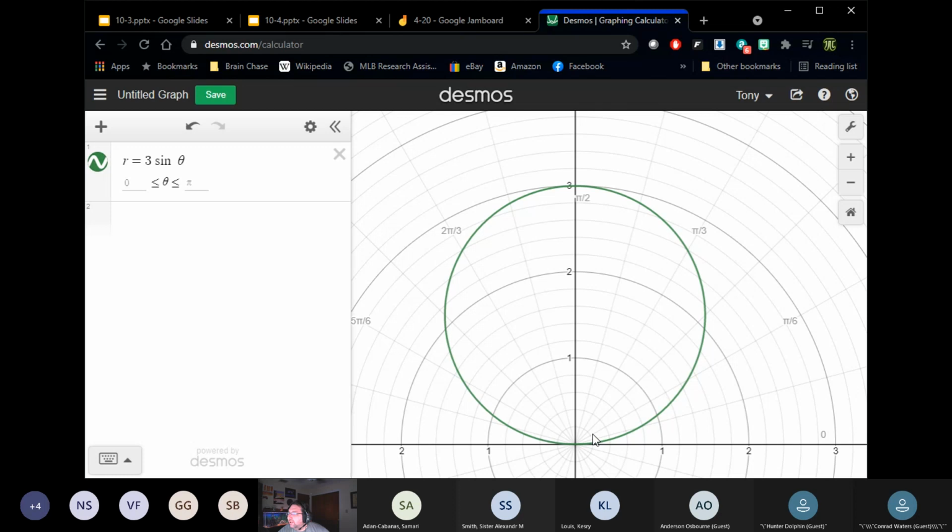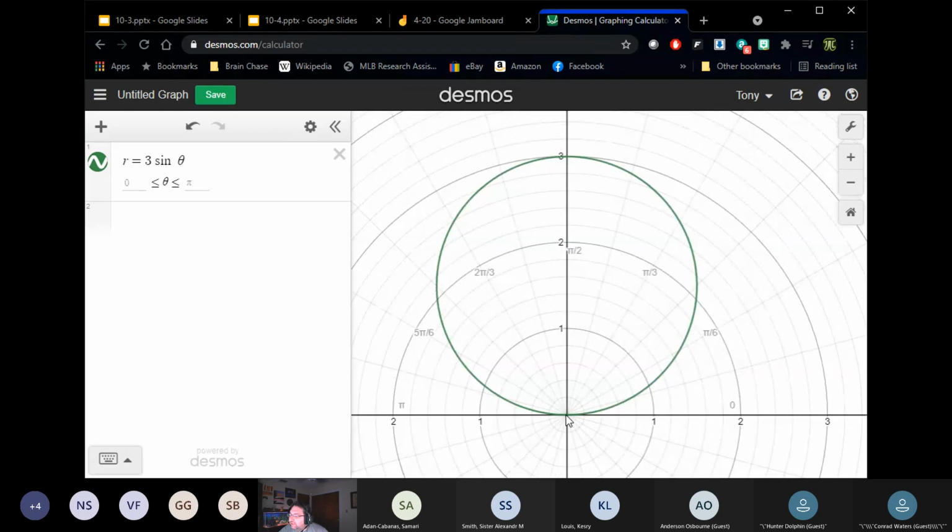So we start off at 0, and then when we get up to pi over 4, which is right here, that's where you have that 3 square root of 2 over 2. So that's a little bit bigger than 2 on my radius. When you get to pi over 2, your radius is 3. And then we get back down to here, your radius is negative, so I'm going the opposite direction now. And then when we get back to pi, my radius is 0 again.